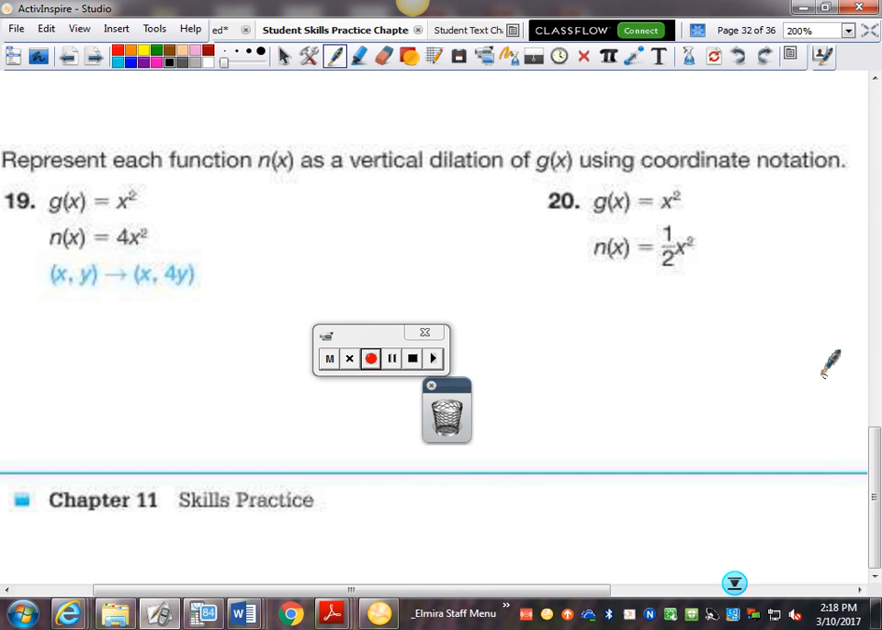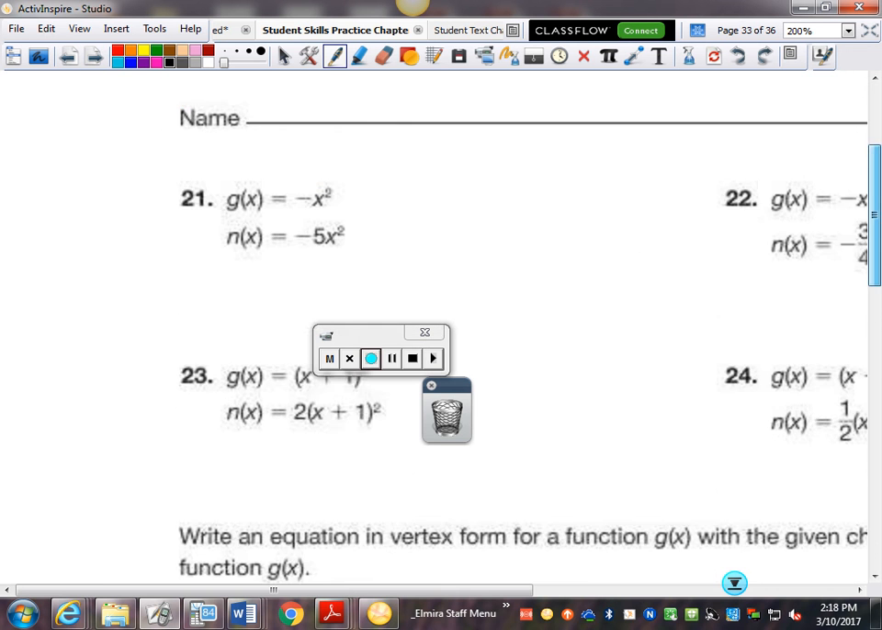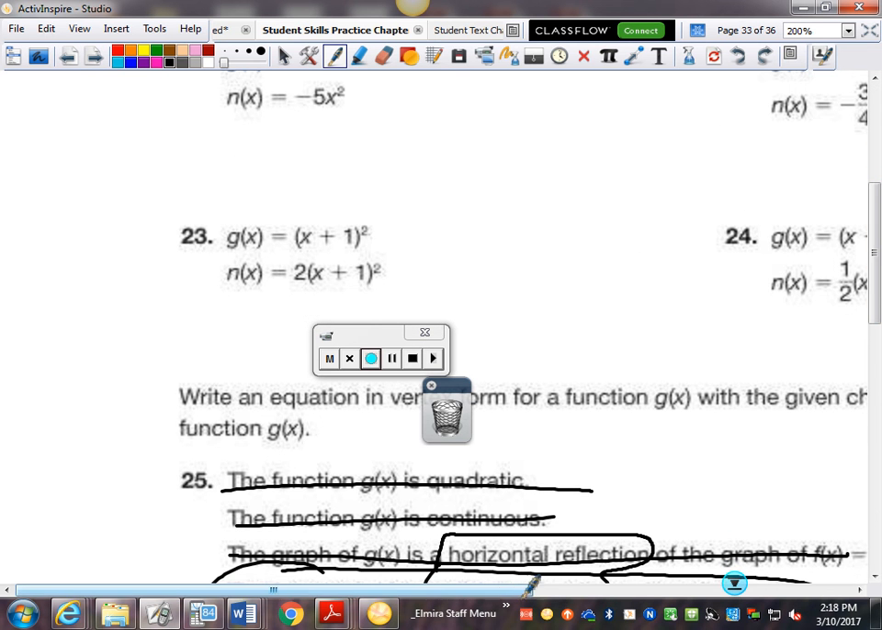Next is asking you to do coordinate notation. Lots of examples of that from the video.